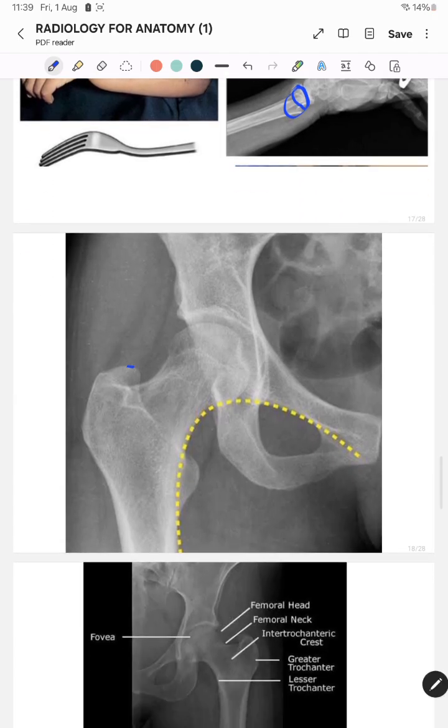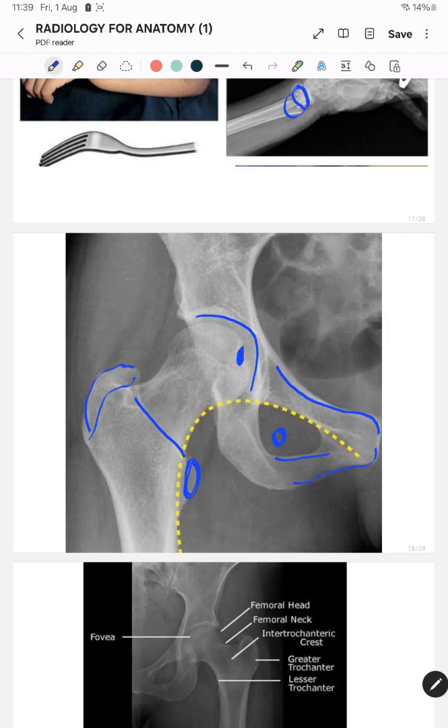We can see the lesser trochanter, greater trochanter, and intertrochanteric crest. Fovea. This is the acetabulum, this is obturator foramen, this is the superior pubic ramus, this is the inferior pubic ramus.